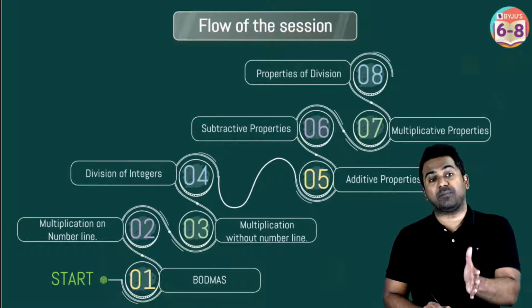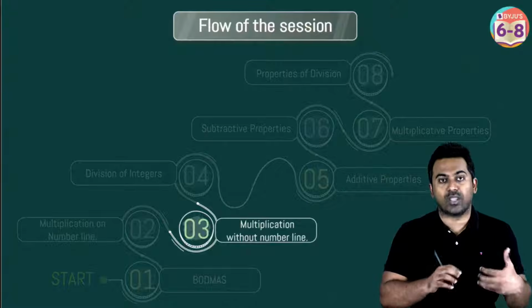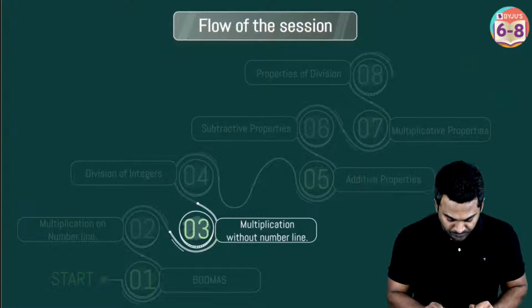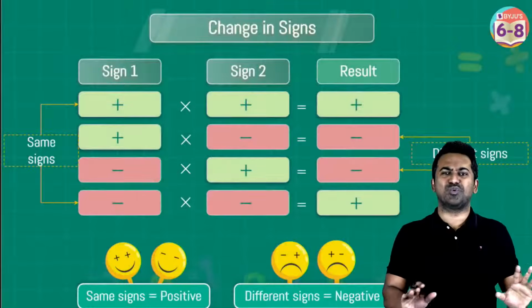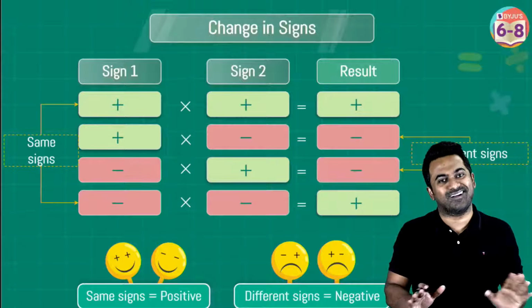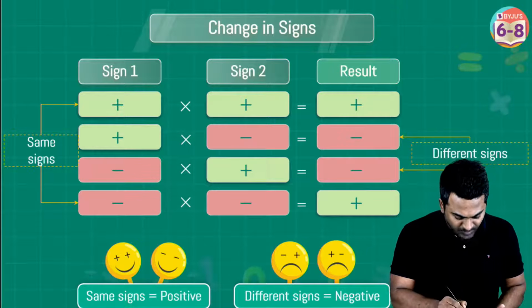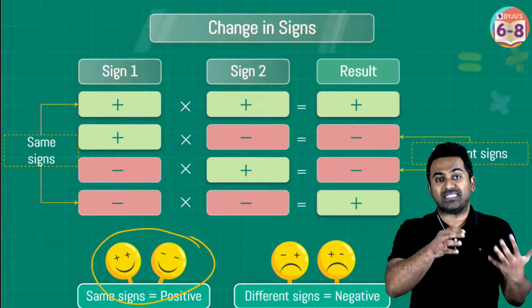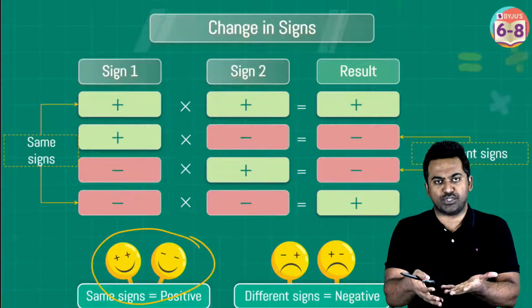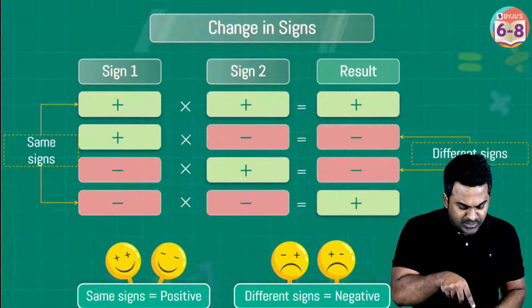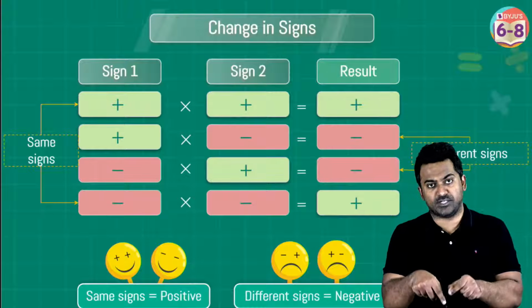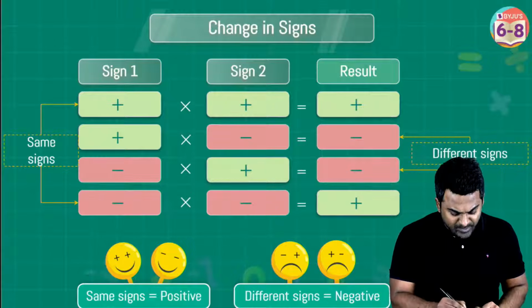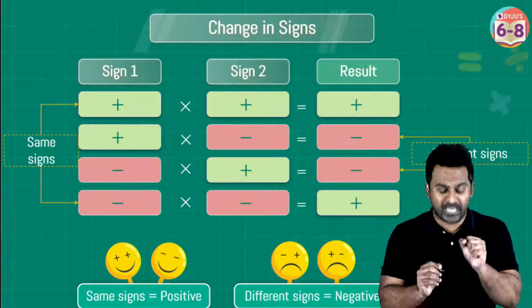Now, let's check out multiplication without the number line, which was the third idea. Simple rules to be followed here. Nothing too fancy. Look, these 2 smileys here, same signs, positive. So when positive is multiplied with positive, the result is positive. And when negative is multiplied with negative, the result is positive again.